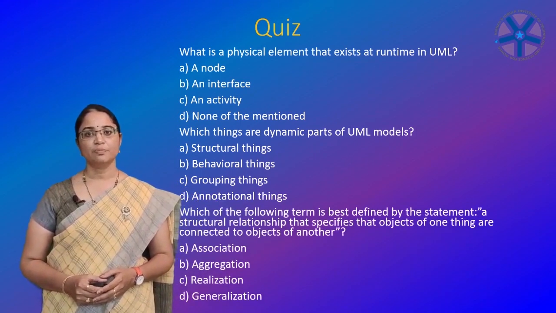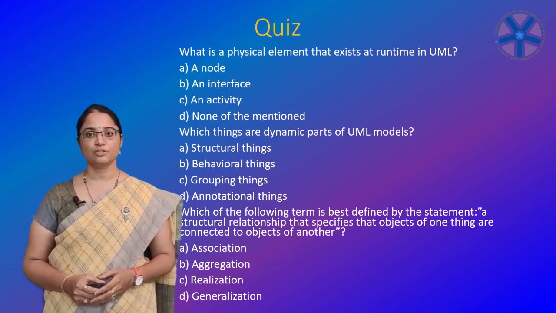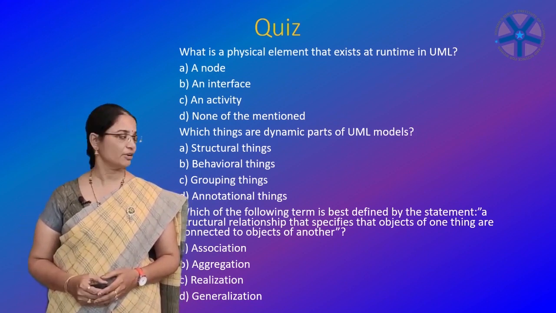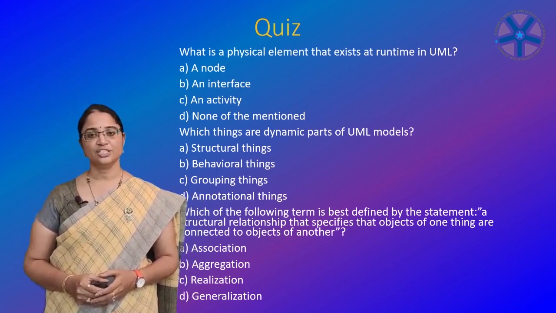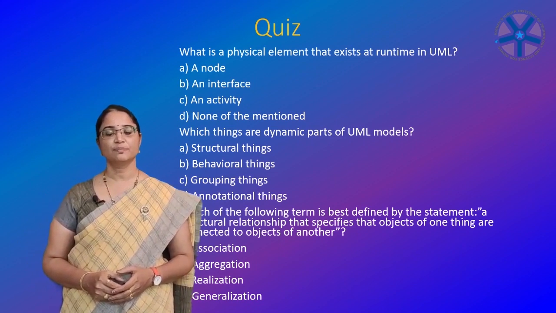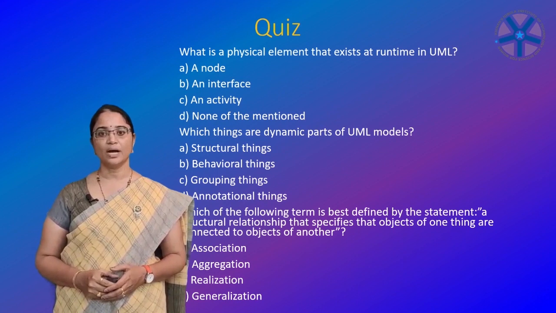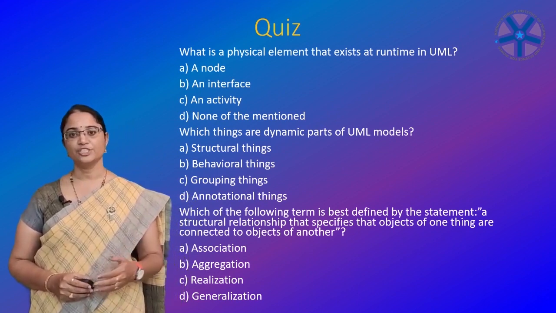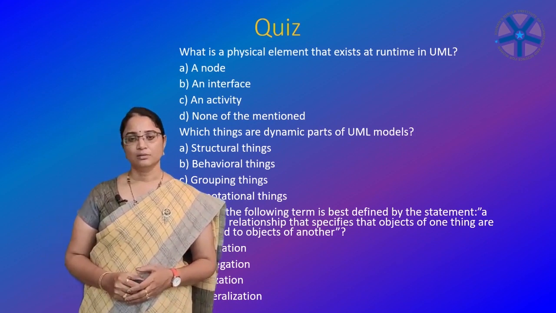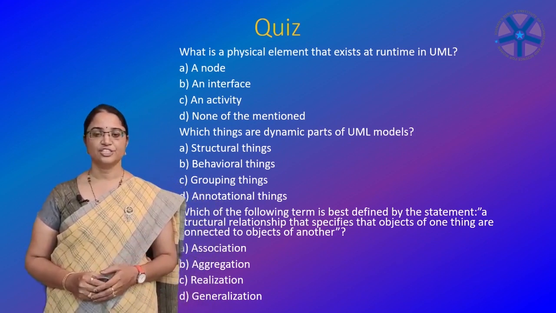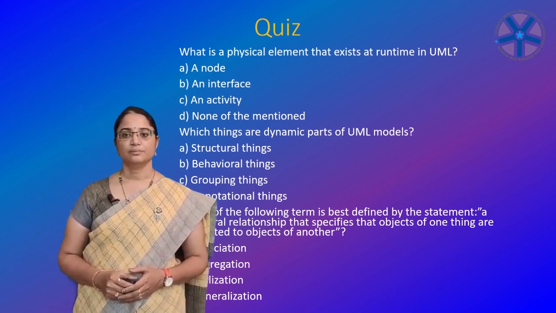Which of the following terms is best defined by the statement: a structural relationship that specifies the objects of one thing are connected to the objects of another. This is association, aggregation, realization and generalization. We know that the semantic relationship is done by using association. Aggregation represents the whole-part, realization is a collaboration property, and generalization represents the superclass and subclass relationship. So here the semantic relationship is nothing but the association.